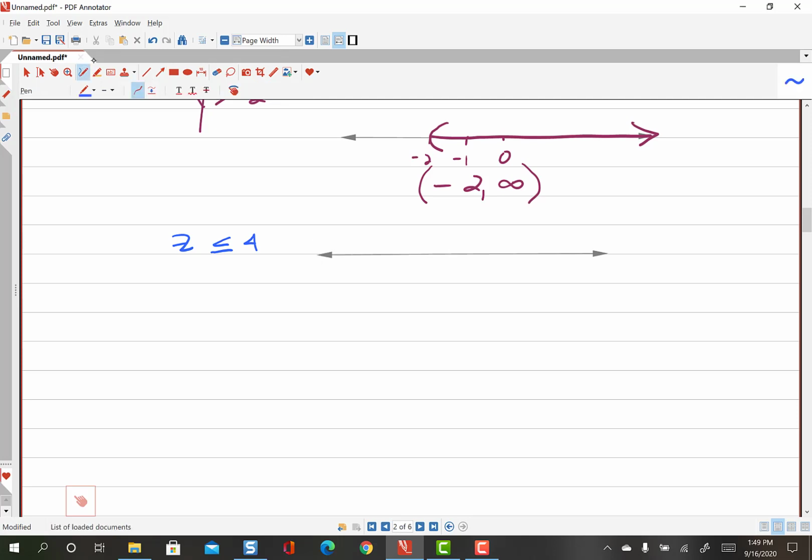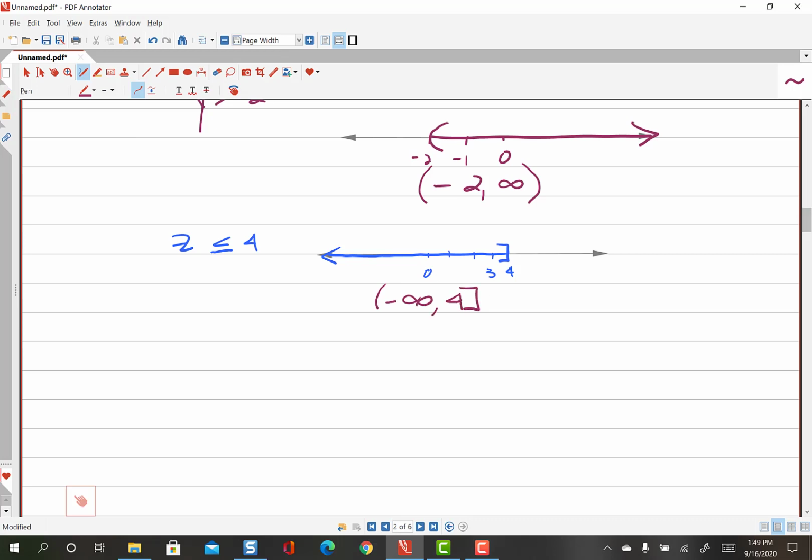All right, and let's say this is 0, 1, 2, 3, 4. So z is less than or equal to 4. So we are going to go this way. Now, because this is a less than or equal to, we are going to put a square bracket there. That means that the 4 is included. So I want all of the numbers before 4 and including it. So I'm going to start at negative infinity up to and including 4.